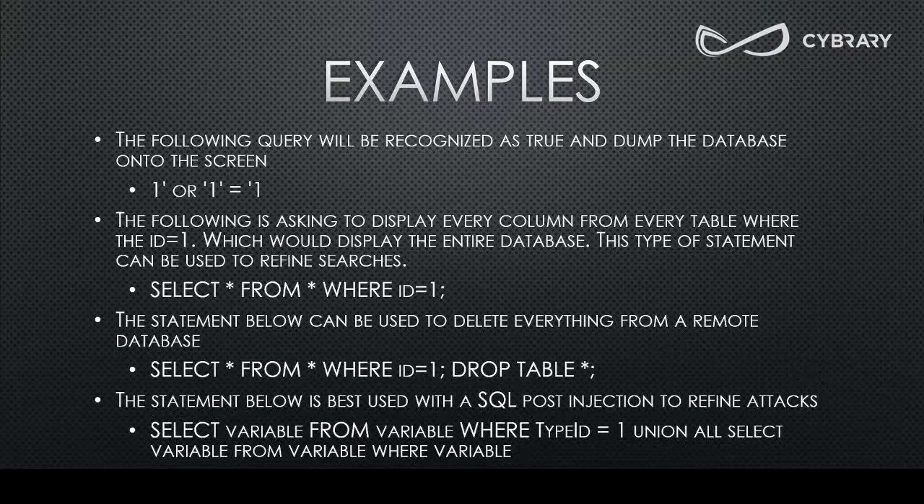Next, we see an example of how to modify something on the table. And what we're doing is saying select everything from everything where ID equals 1, and then it says drop table everything. If your database was vulnerable to SQL injections and somebody was to put this in there, it could and would drop your tables, which is really bad because it would be deleting your database.